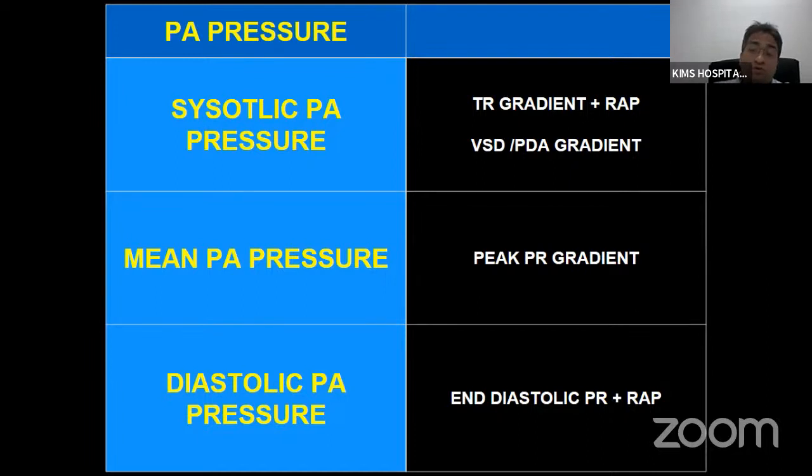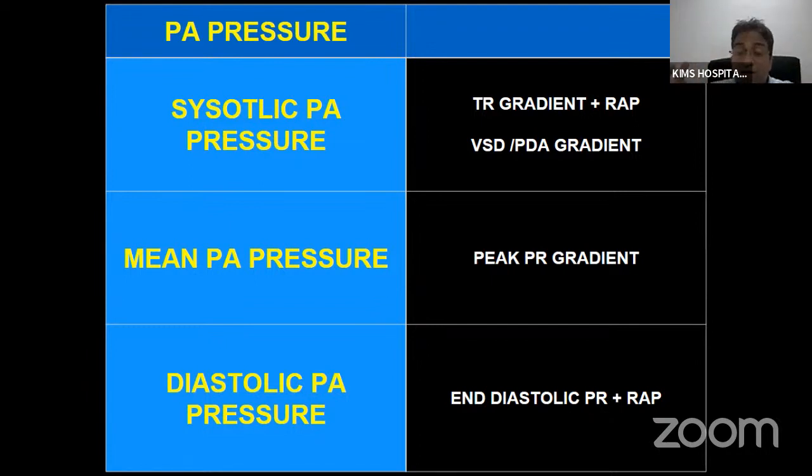Okay, or suppose you have some shunt, like you have a VSD. If the VSD gradient is 30, that means the difference between LV and RV pressures is 30. So if you know the systolic pressure, suppose the systolic pressure is 90 and the gradient across the VSD is 30, that means RV pressure is 60. That means it's almost 70% of the systemic pressure. So it's a severe PH.